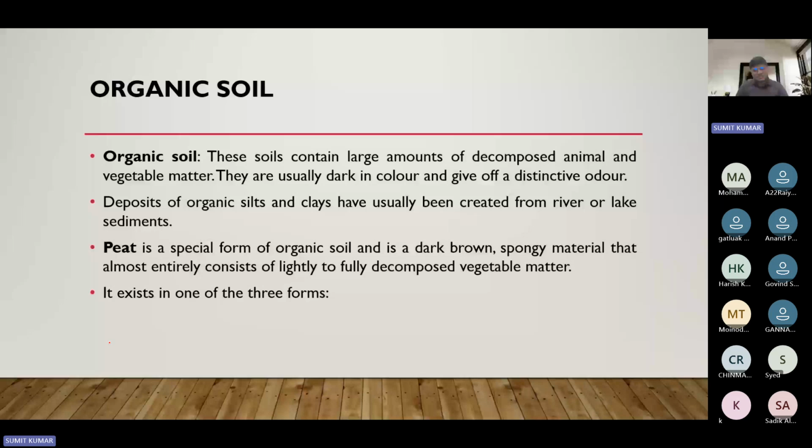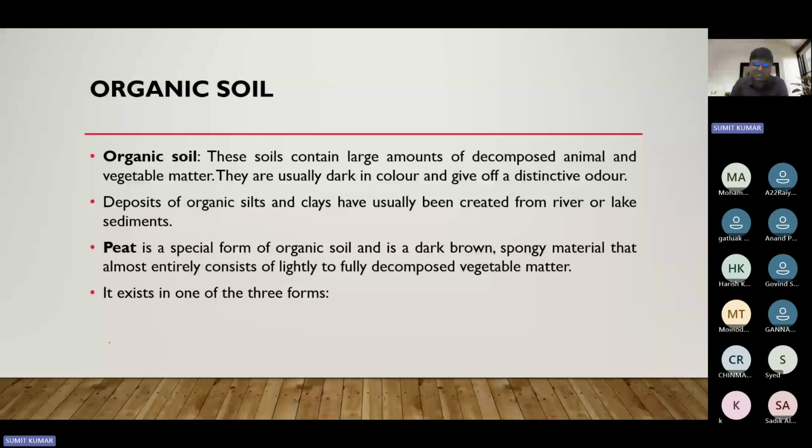Now, moving to the third soil formed from rocks, the organic soil, which contains a large amount of decomposed animal and vegetable matter. I have seen this earlier in the very first slide, where these names are written, that these are formed by the decomposition of organic matter itself, animal and vegetative matter. They are usually dark in color and give off a distinctive odor.